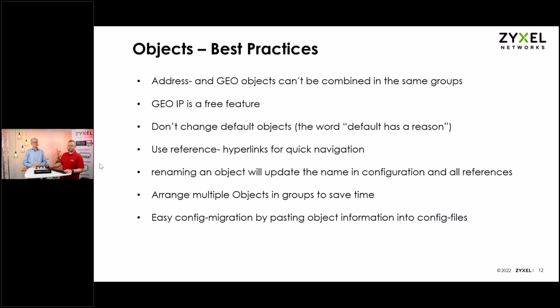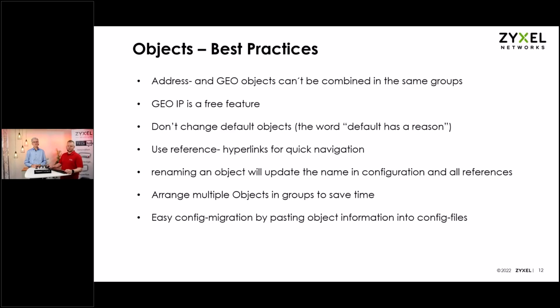Address and geo objects cannot be combined in the same groups. As these are different address types, they cannot be grouped, so you need to group geo objects and address objects separately. Next, the GeoIP feature is free of charge. It was previously a licensed feature, but now it's free and you can use it. As already said, don't change default objects. The word default has a reason: it simplifies troubleshooting in the end if something doesn't work as it should.